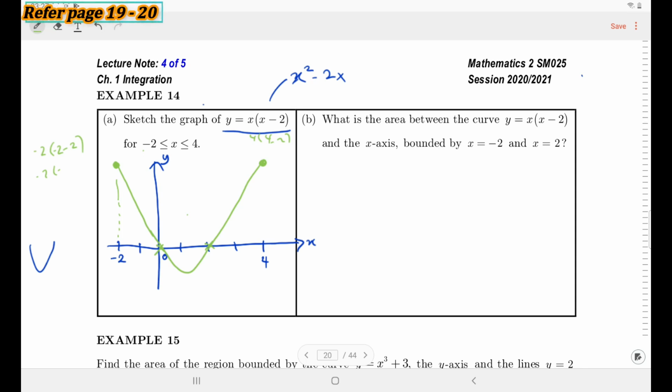Next question, part B: what is the area between this curve and the x-axis, bounded by x equals negative 2 and x equals 2?